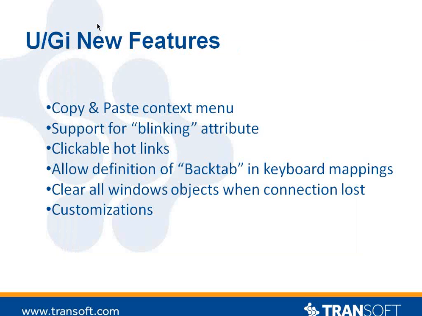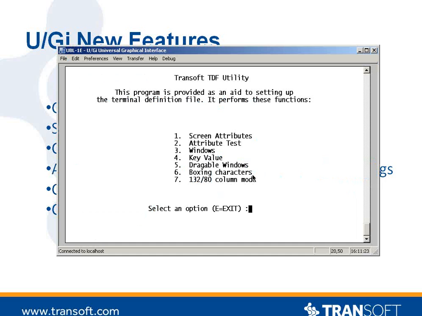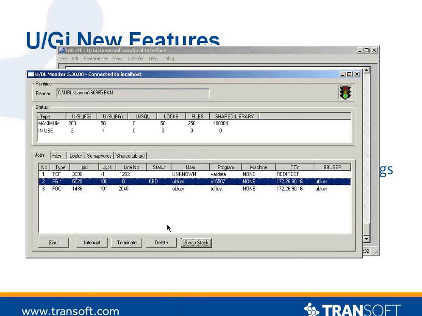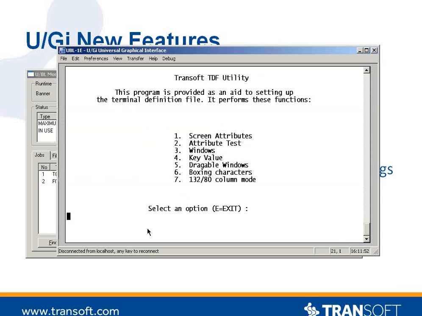And the last feature I'll show here is, oh no, not the last one, the clear all Windows objects when the connection's lost. So I'll just show you that quickly. Say if you've got some Windows up here and suddenly you lose connection, I'll demonstrate that by using the UBL mon. I'll just kill the task off using the delete option. The delete on Windows is similar to kill -9 on Unix, so it doesn't really let the application clean up properly. So really you'd want to use terminate, but in this case we're going to delete it or kill it uncleanly. And as you can see, the connection's lost and all the windows have been cleaned up.